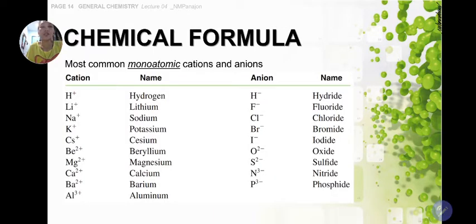So, these are the most common monoatomic cations and anions. You can take a look at them. That's the table.